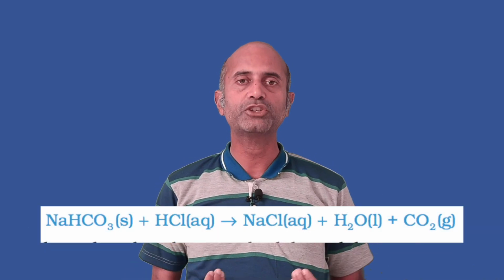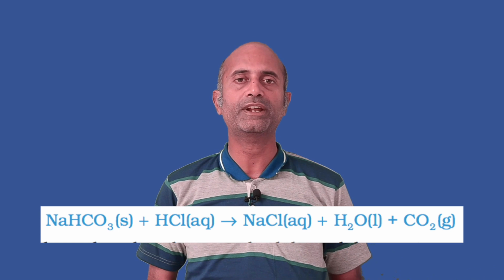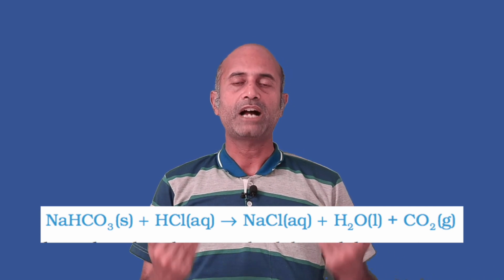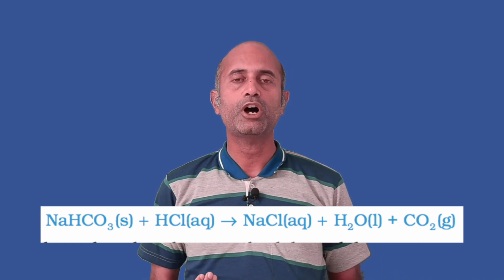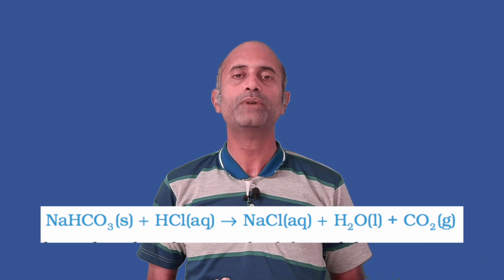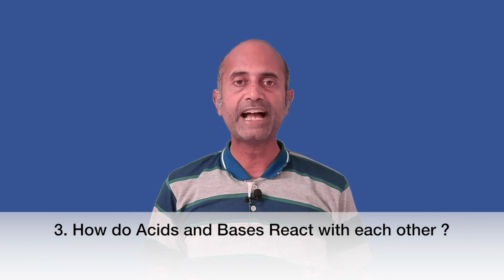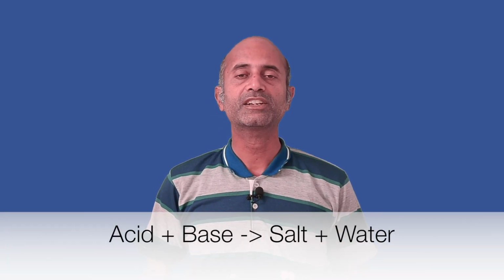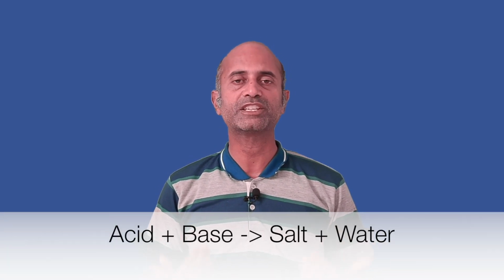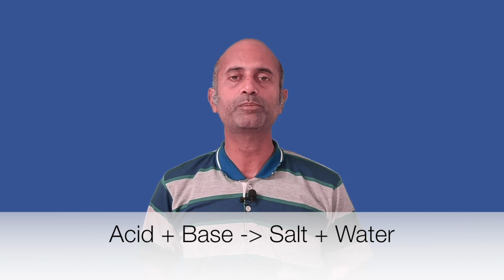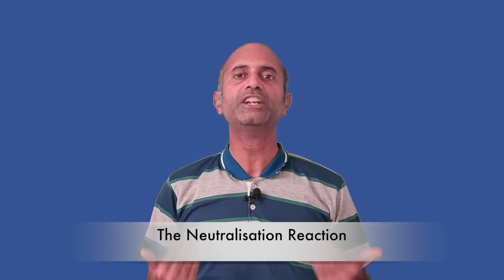And when sodium hydrogen carbonate reacts with hydrochloric acid, sodium chloride, carbon dioxide and water are the products formed in this chemical reaction. Number 3. How do acids and bases react with each other? The general format for this equation is acid plus base gives salt plus water. In other words, acids and bases neutralize or cancel each other. Therefore, this type of chemical reaction is called the neutralization reaction.